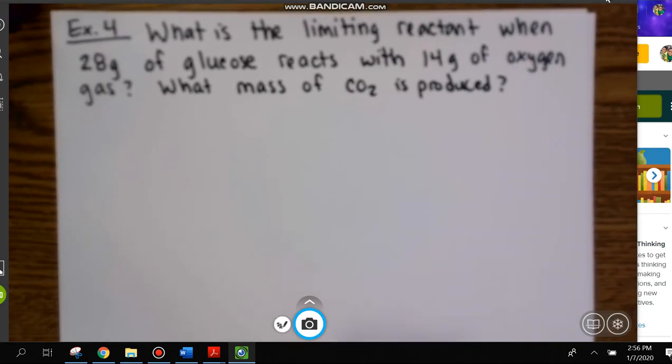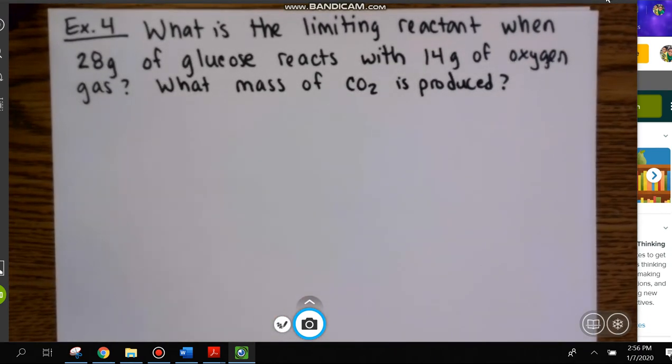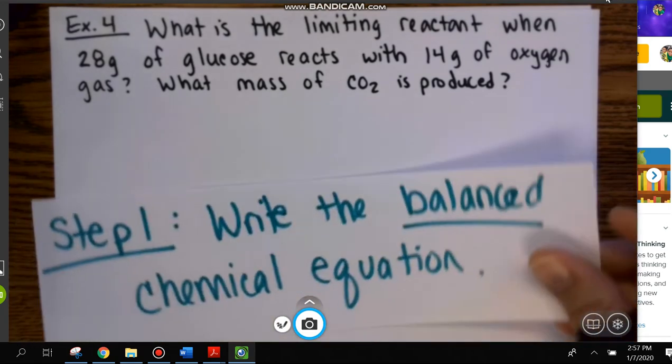Alright, so since I don't want this video to be super extra long, I'm going to move here to example 4 to do a limiting reactant example. What is the limiting reactant when 28 grams of glucose reacts with 14 grams of oxygen gas? What mass of CO2 is produced?